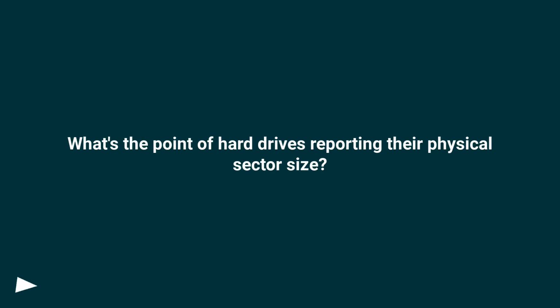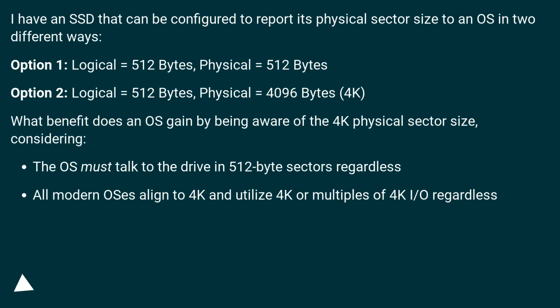What's the point of hard drives reporting their physical sector size? I have an SSD that can be configured to report its physical sector size to an OS in two different ways. Option 1, logical equals 512 bytes, physical equals 512 bytes. Option 2, logical equals 512 bytes, physical equals 4096 bytes, 4K. What benefit does an OS gain by being aware of the 4K physical sector size, considering the OS must talk to the drive in 512 byte sectors regardless?